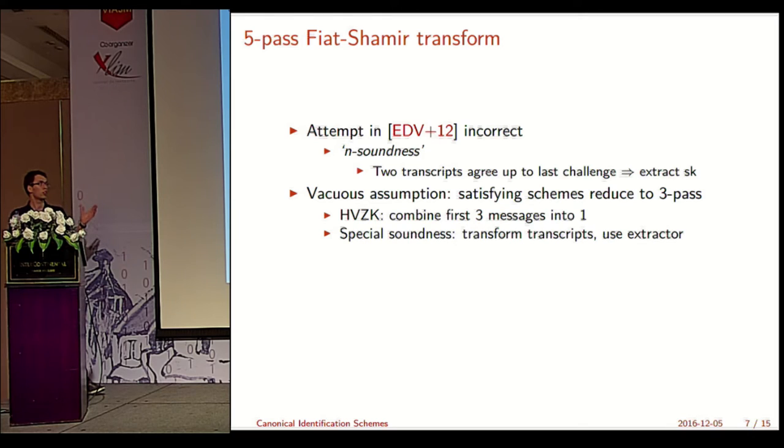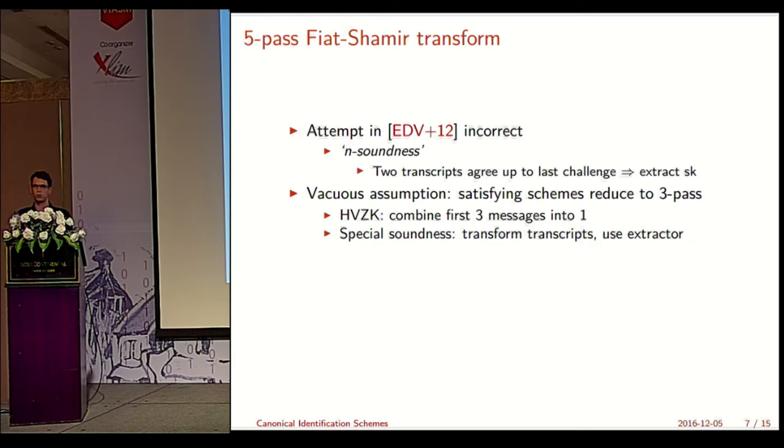We show that this actually does not gain you anything, because all the schemes where this would apply can be transformed back to three-pass. So you can restructure such an IDS. Basically, we show that if you have some three-pass IDS, you can prove honest verifier zero knowledge by taking, for example, if you're going from a five-pass, you would combine the first three messages into one, then get a three-pass scheme. And for special soundness, you would show that you can extract from some three-pass scheme using the extractor that this five-pass scheme would provide.